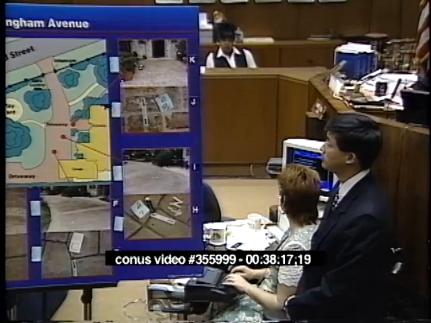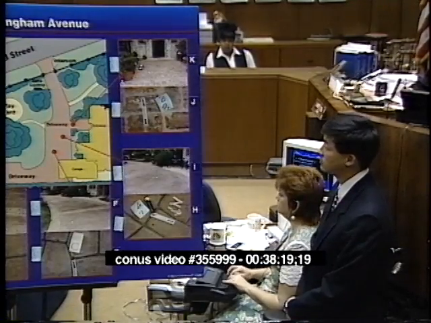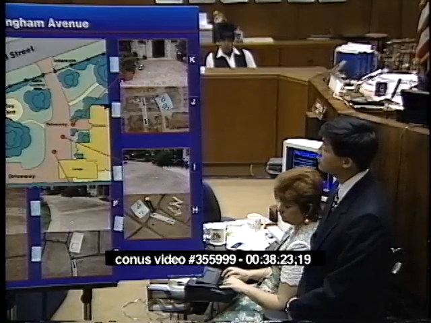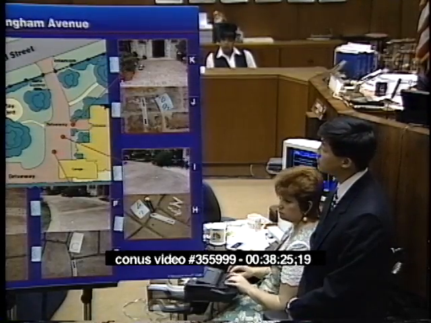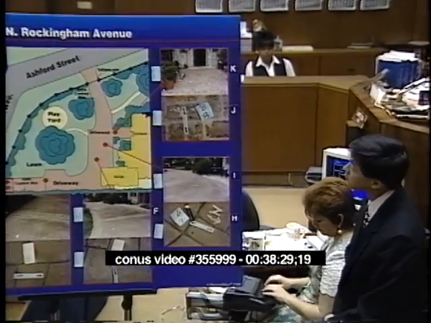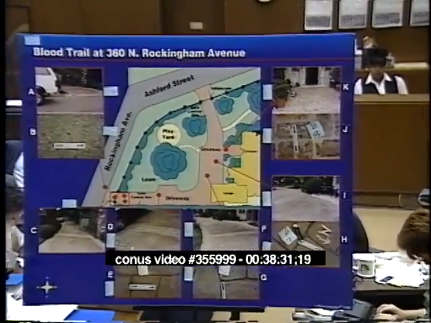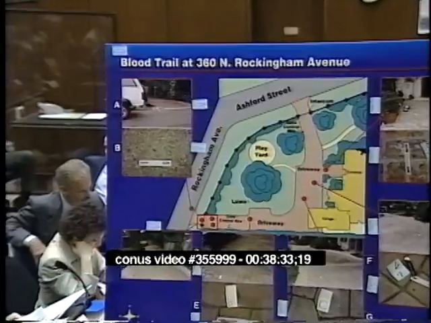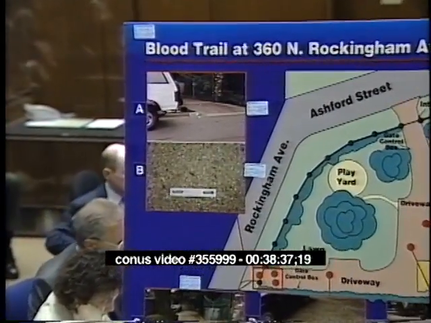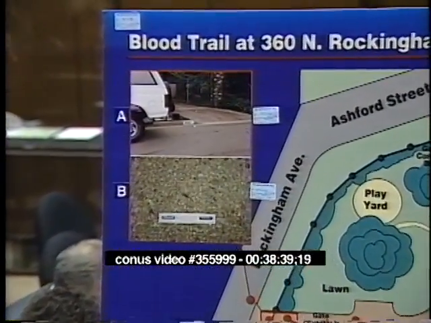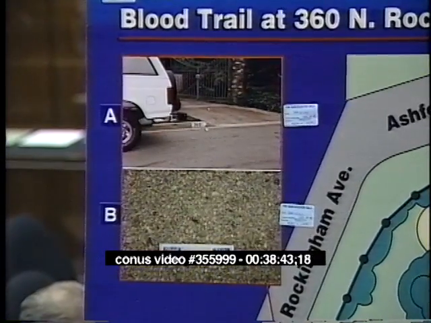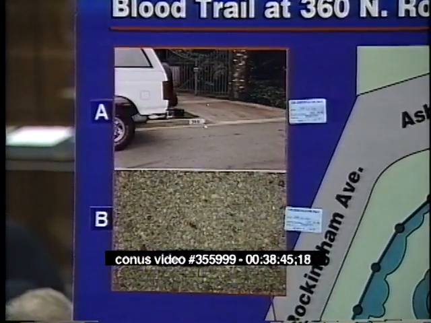Now, directing your attention to photograph A on this board, there are in that photograph what appear to be little tiny cards in the street and on the driveway. What do those cards represent? Those represent items of evidence or tags for items of evidence that we were going to document.